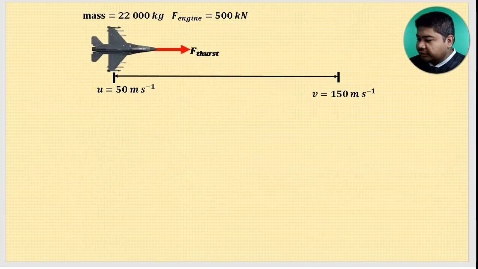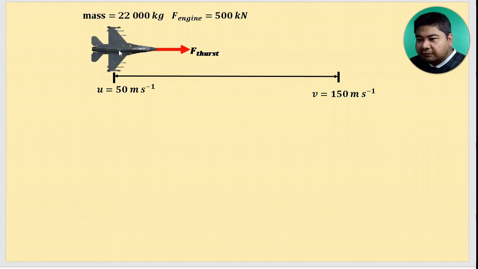Alright, let's look at one example. Let's say now you have an aircraft with a thrust force of 500 kilonewton, and the mass of the aircraft is 22,000 kilogram. We are going to ignore the air resistance. So let's assume that the only force acting on the aircraft is the thrust force coming from the engine of the aircraft. You have the thrust force of 500 kilonewton, and the value of the thrust force is constant.